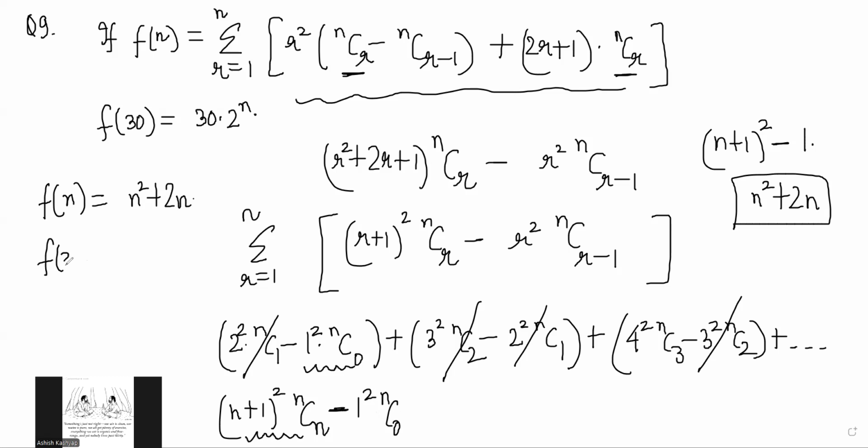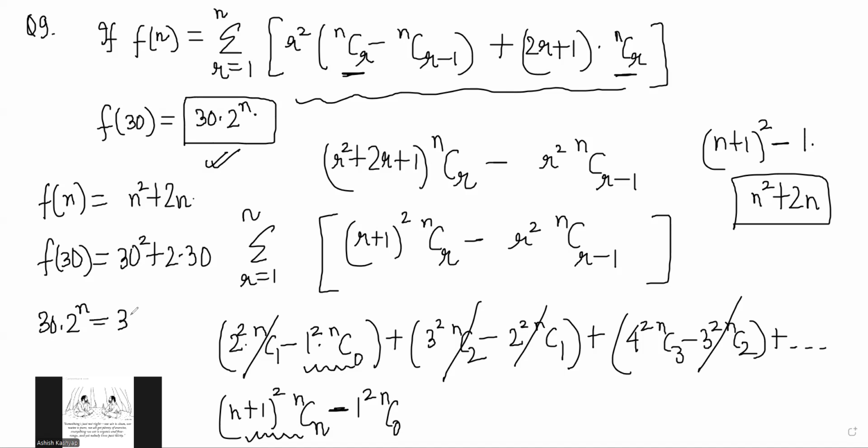Now f of 30 becomes 30 square plus 2 into 30. And we have to find out the value of n from here. So if f of 30 is 30 into 2 power n, which is equal to 30 square plus 60, we have to find what is the value of n basically. So this is equal to 960. And if you divide 960 by 30, you'll get 32. And therefore n is equal to 5.